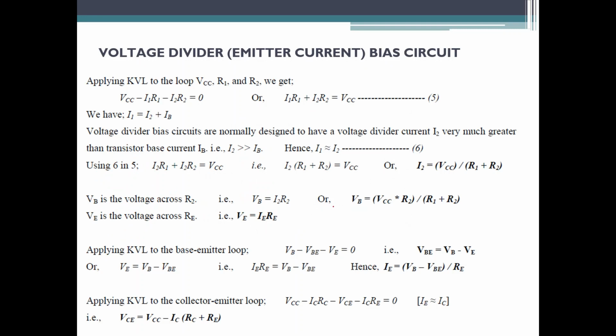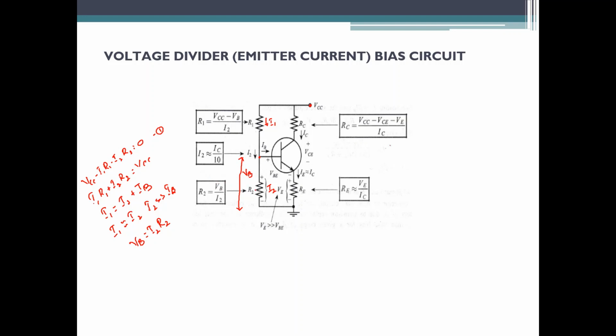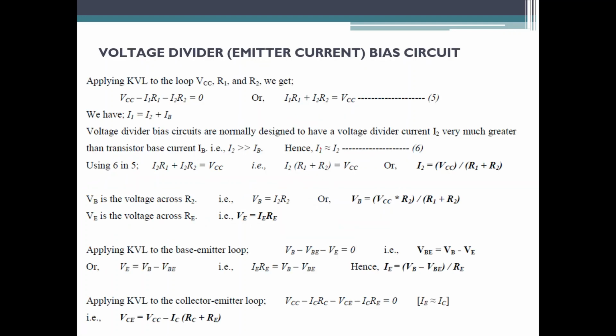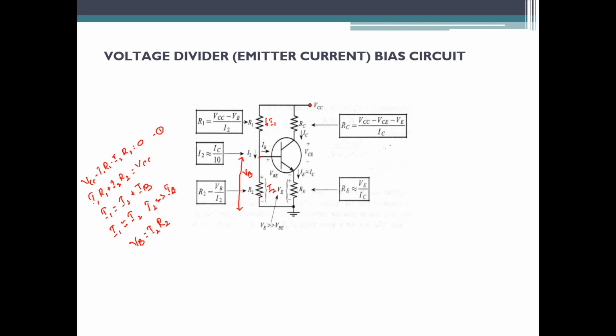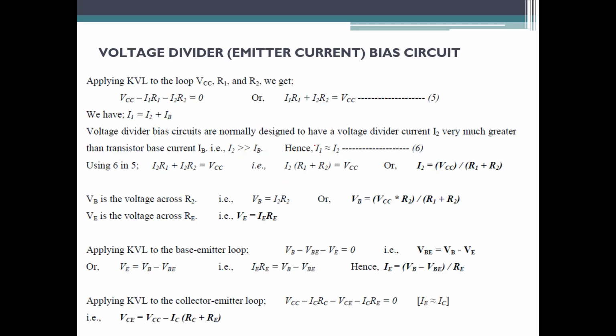Or you can write this equation: VB is equal to VCC into R2 divided by R1 plus R2. That is here, in this equation. From here itself we are getting VB equal to VCC into R2 divided by R1 plus R2. So this is actually the voltage divider rule.